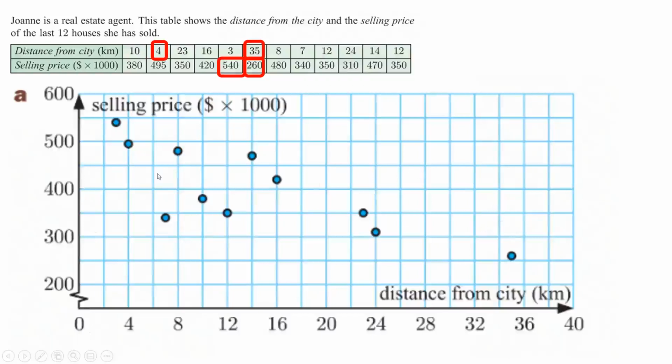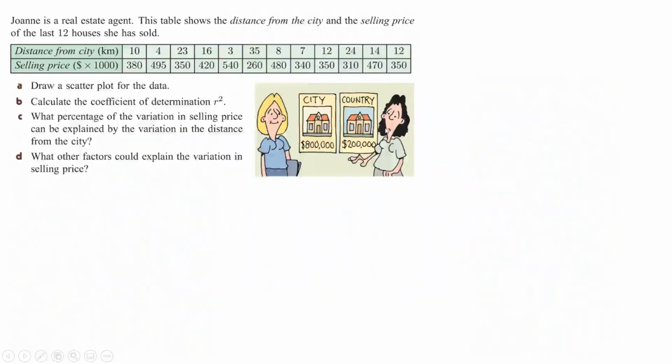With the scatter plots, you always want the points nicely spread throughout the whole page. You don't want them all clustered in one area. You want them all spread out. Just remember to label your axes, distance from city and selling price. So now we just need to enter this information, like before, as list 1 and list 2 into our calculator, and it will tell us R squared for part B.